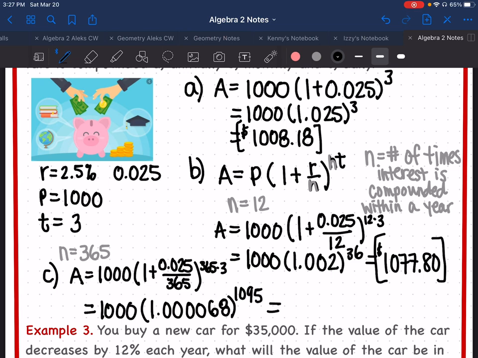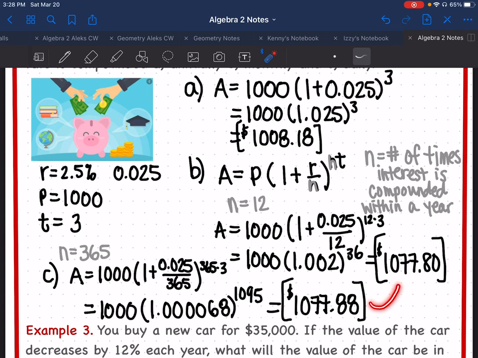And I put that in and I get $1,077.88. So honestly, is there much difference between daily and monthly? Not really, 8 cents. I think the monthly one is the way to go. It's going to make sure that I get all my money because in all actuality, with the bank, these two are probably the same, right? They're probably exactly the same.